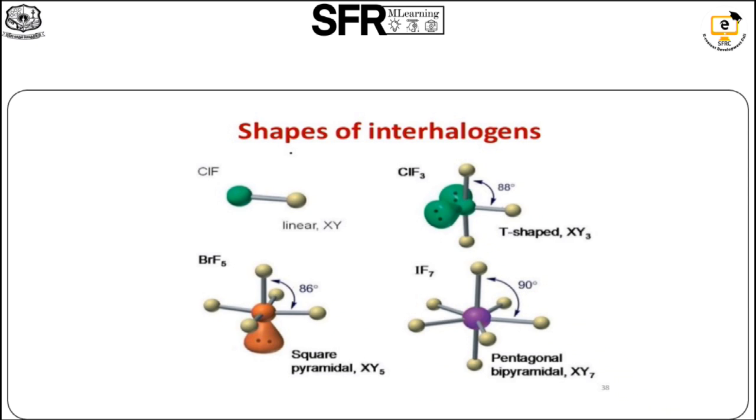Now we discuss the shape of interhalogen compounds. There are various shapes possible, depending on the type of interhalogens involved. First we see the XY type. The example for this XY type is ClF. What is the shape of ClF? The shape is linear. So we see the linear shape here.